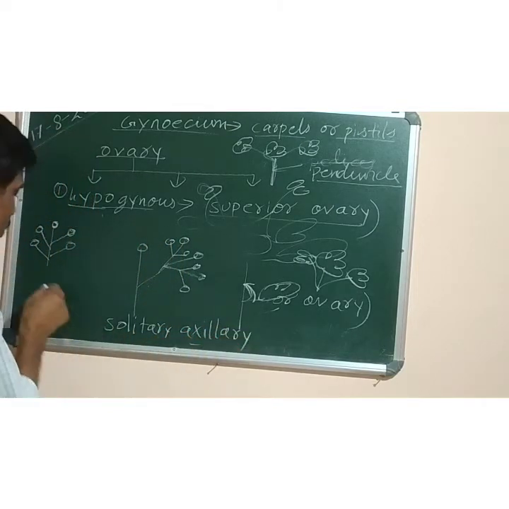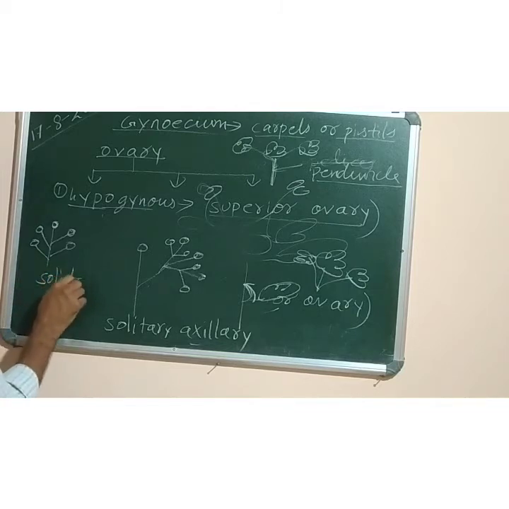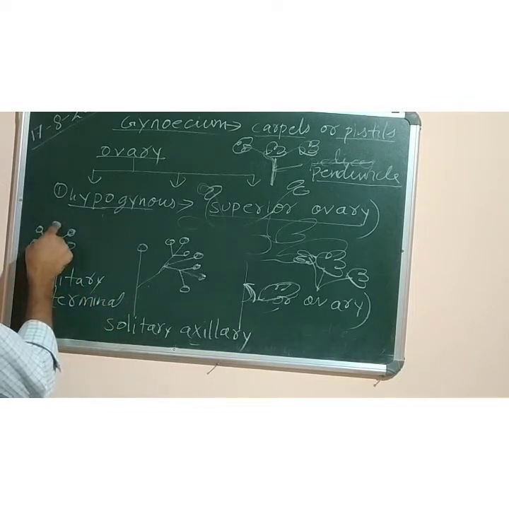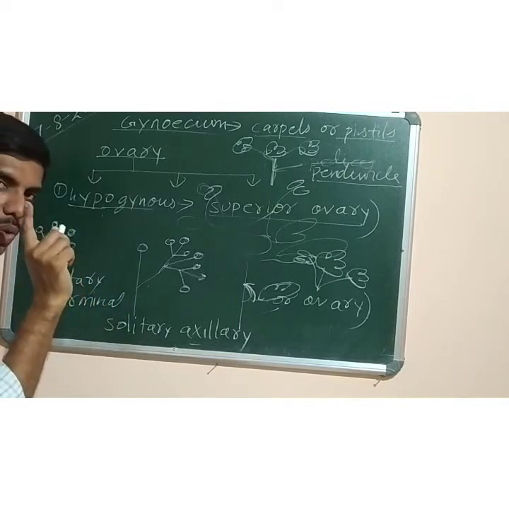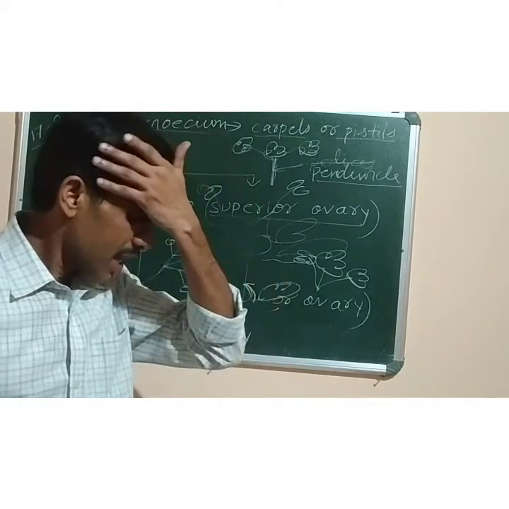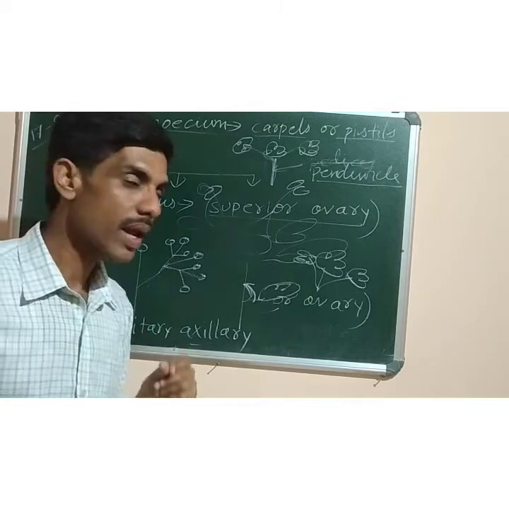A-X-I-L-L-A-R-Y. And this one is called solitary terminal. Terminal means it is only present at the tip of the main branch, main stem or the branches. Only one flower is present. Got it? Now, the arrangement of flowers on the floral axis.